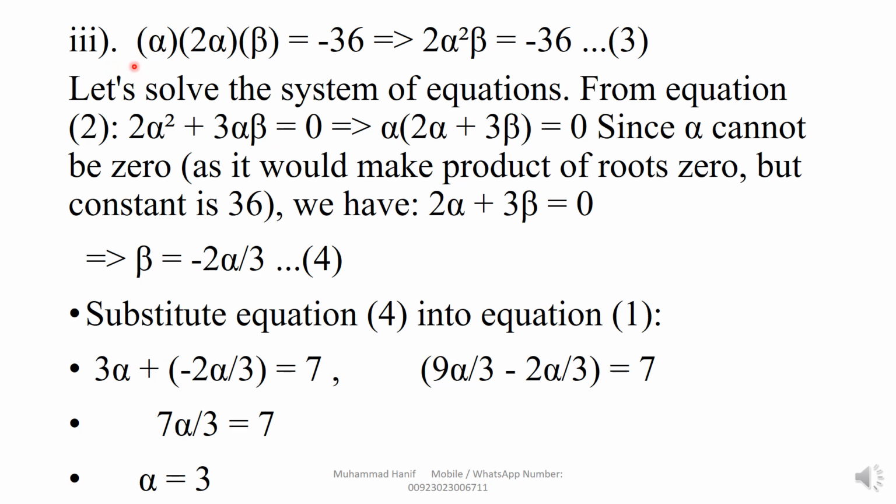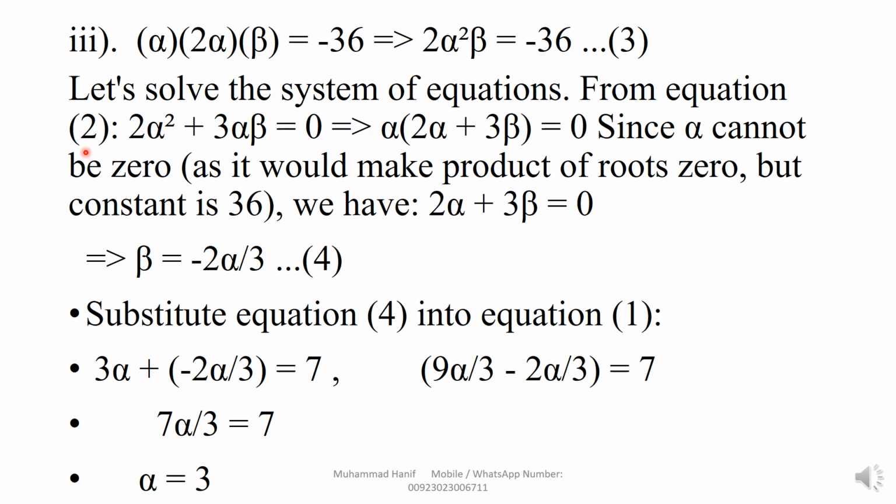Third point: alpha times 2 alpha times beta equal to minus 36. This is given in the question. Now multiply these numbers, alpha and 2 alpha, to get 2 alpha square beta equal to minus 36. We get the third equation. Let's solve the system of equations.